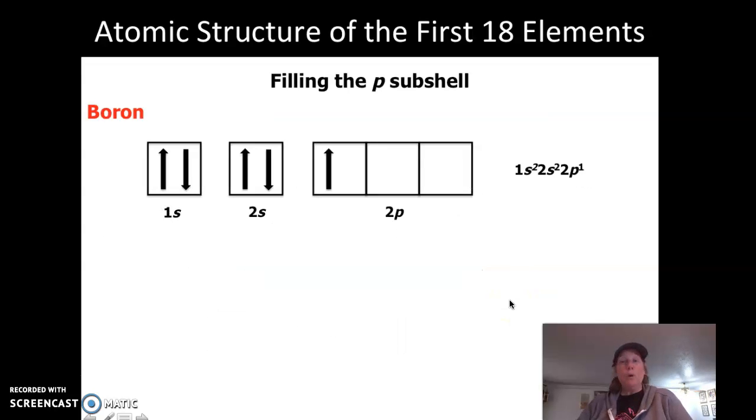Okay, when we get to boron, now there's a goofy thing going on because once you skip over the S's, the first two columns, and you go on to boron, it is in the P's. And now when you have P, there are 3 sublevels, okay?